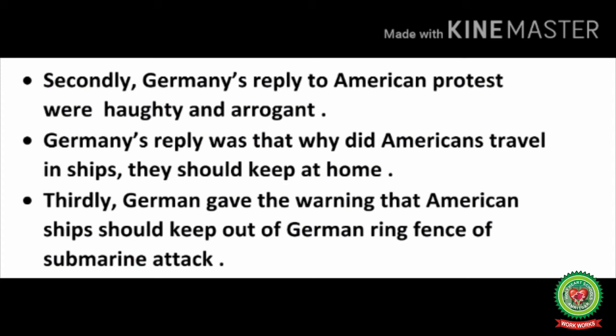When America was protesting German submarine attack on the ships of neutral countries, the German reply was very absurd. Germany replied that Americans should not travel in the ships, as Germany would attack the ships of even neutral countries. They gave the warning to America to stay away from the German ring fence of submarine attack. They told America the territorial limit of the sea where the Germans would attack, and Americans should keep themselves away if they did not want an attack of German submarines on them.